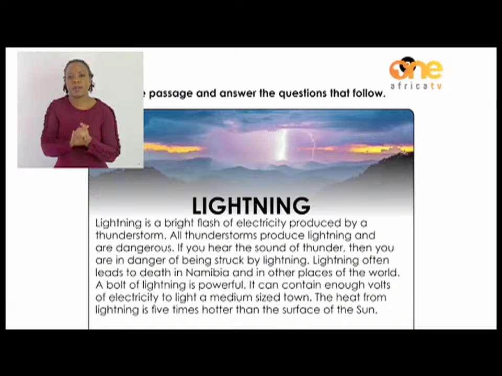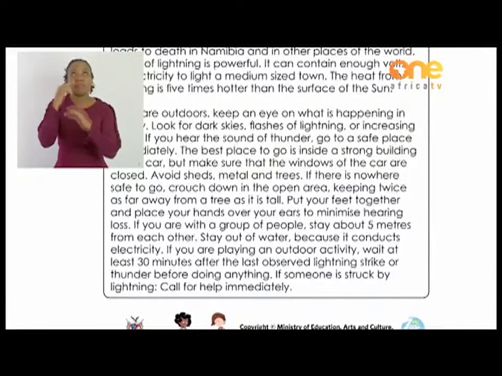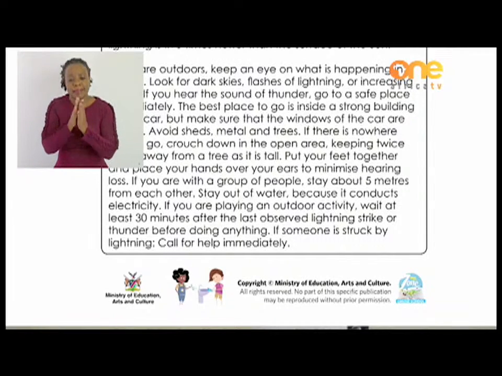If you are outdoors, keep an eye on what is happening in the sky. Look for dark skies, flashes of lightning, or increasing winds. If you hear the sound of thunder, go to a safe place immediately. The best place to go is inside a strong building or in a car, but make sure that the windows of the car are closed. Avoid sheds, metal, and trees.